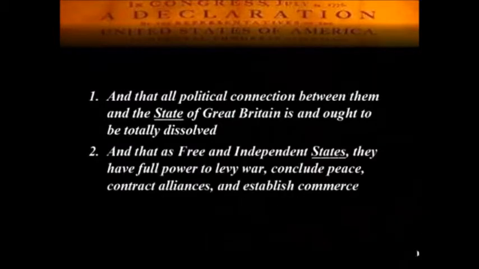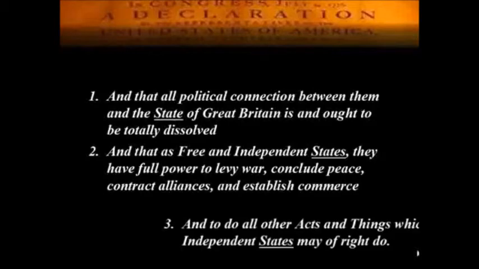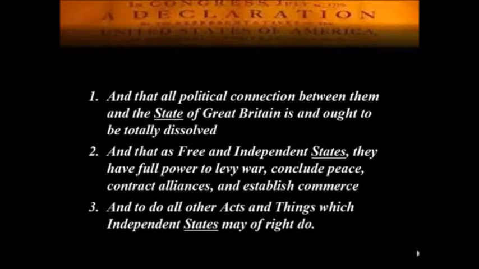After that statement, the rights of these united sovereign states are listed, and they include that all political connection between them and the state of Great Britain is and ought to be totally dissolved, and that as free and independent states, they have full power to levy war, conclude peace, contract alliances, and establish commerce, and to do all other acts and things which independent states may of right do.